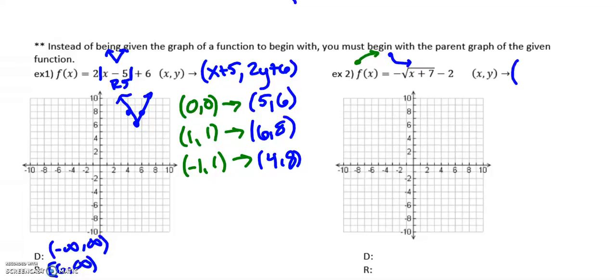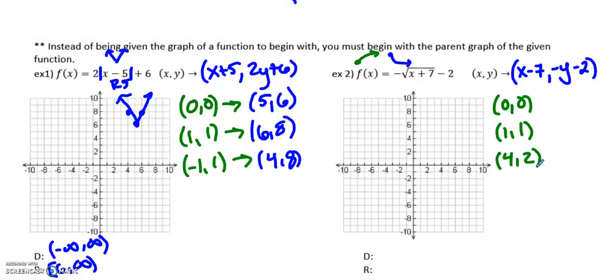If I find my filter here, this is going to become x minus 7 because I've been moved left 7, and negative y minus 2 because I've been reflected and I'm moving down 2. So square root, go back to the square root graph. 0, 0, that's the starting point. 1, 1, something like 4, 2. You could do 9, 3 if you want. I'm just going to stick with those 3 for right now.